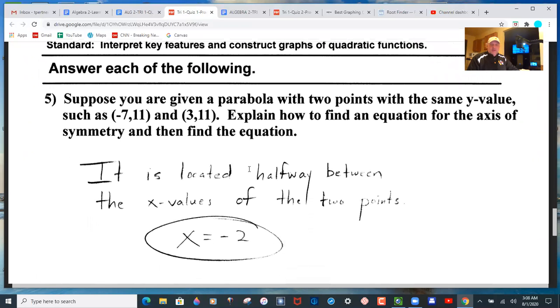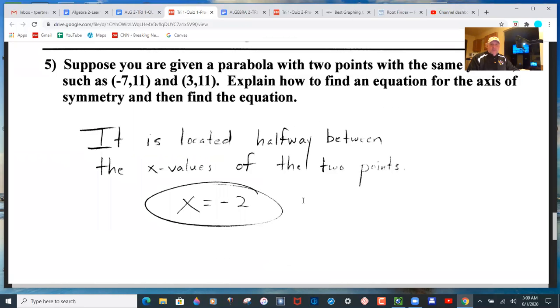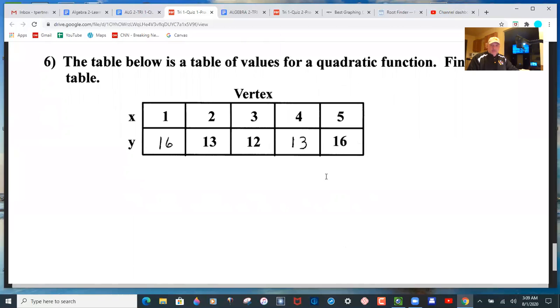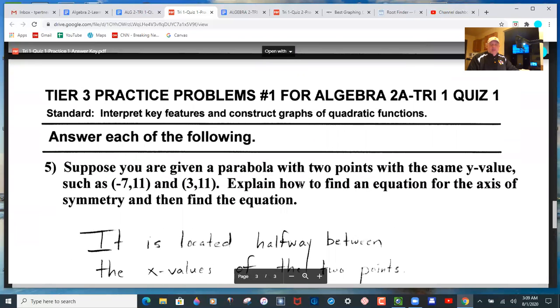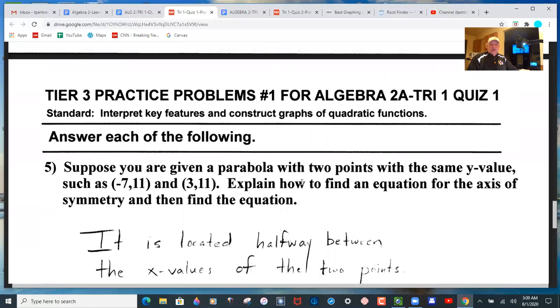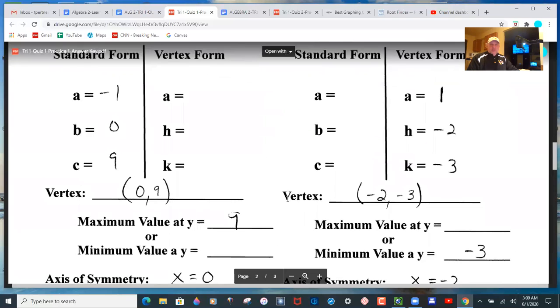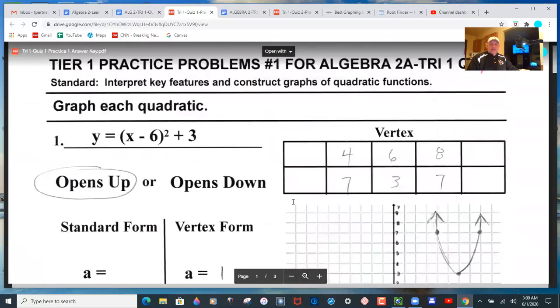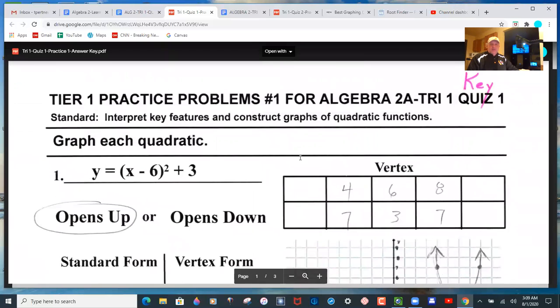And then tier 3 are questions that deal with the symmetry in quadratics, asking you to go beyond the given set of standards that we have to answer the questions. Not all the time are tier 3 problems really hard. You're just going beyond the given standard for what is being asked. And that is the first proficiency scale for the first quiz.